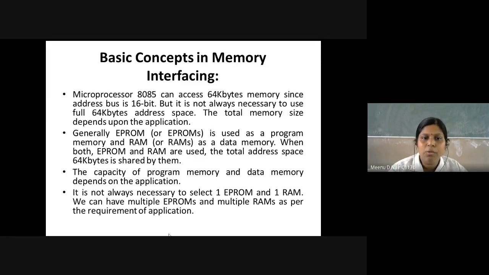It is not necessary to use all 64 kilobytes. Generally we use EEPROM as well as RAM as the memory. ROM is the program memory and RAM is your data memory. EEPROM plus RAM is the total memory, and this total memory will be located within the 64 kilobytes. It is not necessary to use all of it, but it must be within the 64 kilobytes.